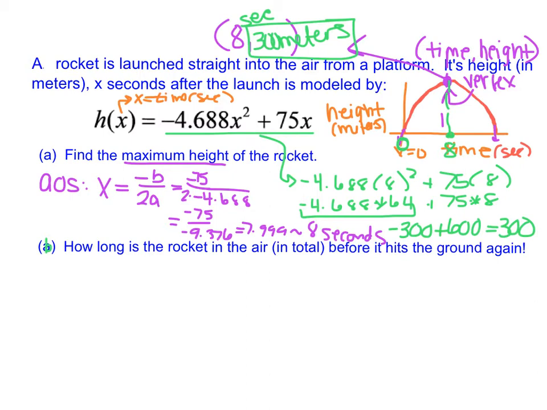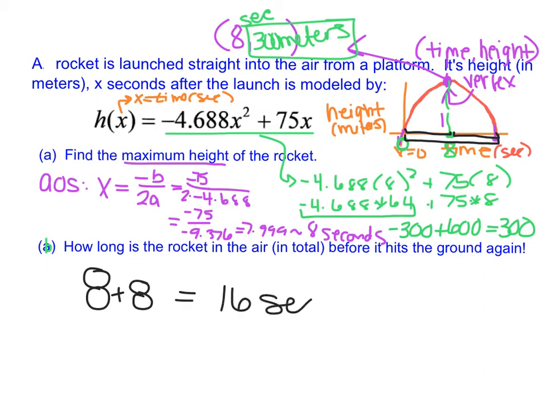And while this may seem tricky, if you look really carefully at our parabola, what you'll notice is that this is symmetric. So if it took us 8 seconds to get into the air, it takes us 8 seconds to fall back down to the ground. So we take the 8 seconds to go up plus the 8 seconds to come down. So our rocket was in the air a total of 16 seconds.